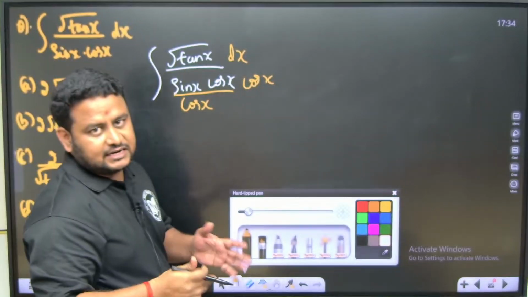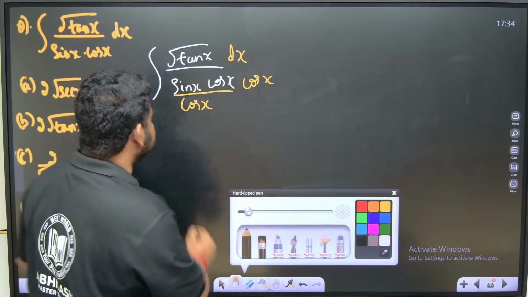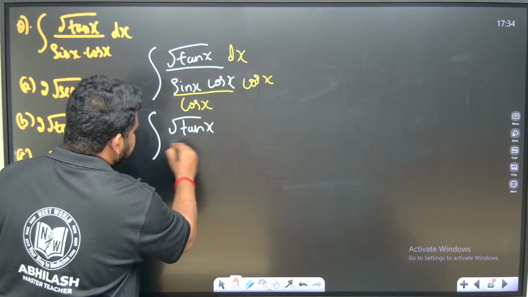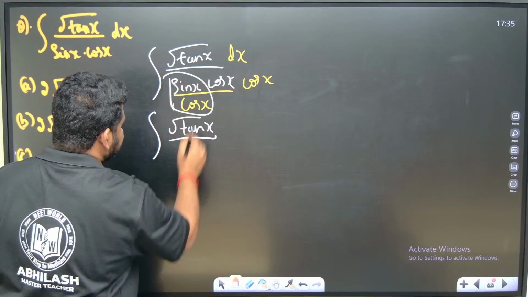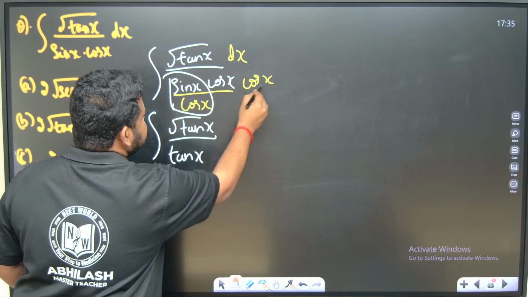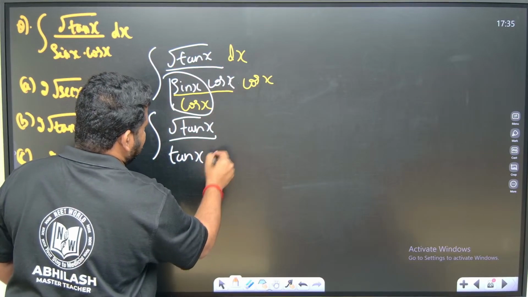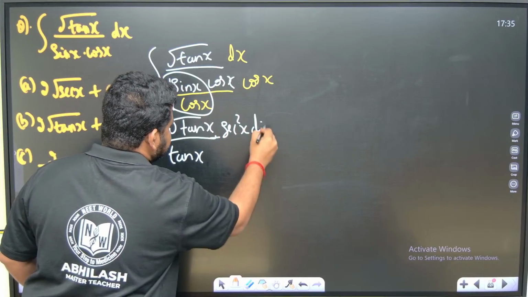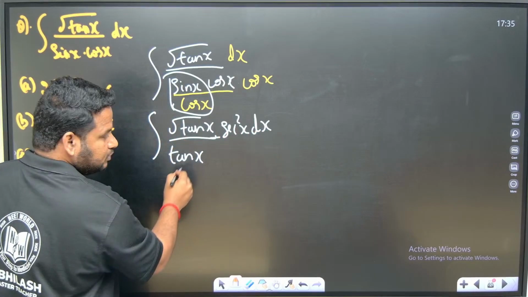If I multiply by cos x, what will I have in the next step? Whenever I use a different color, you should understand that it is my star step. So this will become the square root of tan x divided by sin x by cos x. This entire thing will become tan x. Tan x, cos x into cos x is cos square x. This cos square x, if I take it to the top, will become secant square x dx.